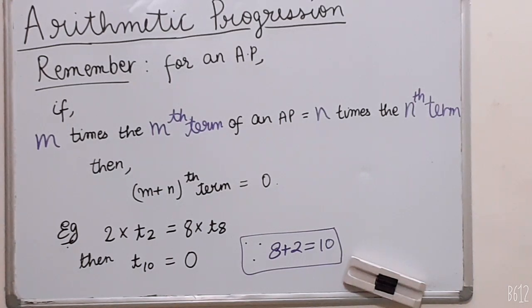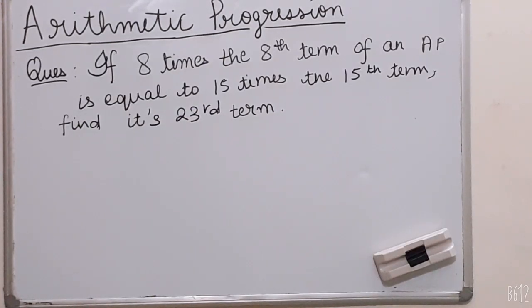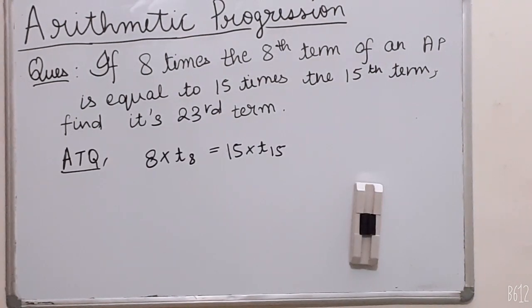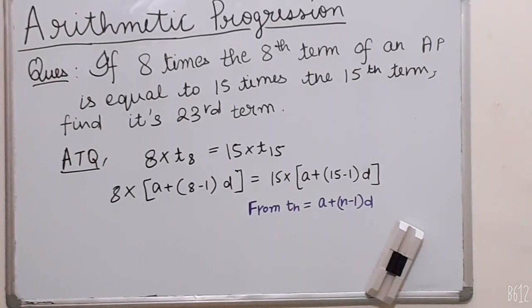Let's prove this with the help of a question, and this question will let you go more in depth on this concept. So the question says, if 8 times the 8th term of an AP is equal to 15 times the 15th term, find its 23rd term. We will solve it by the simple formula to prove that this concept is right. So according to the question, we have 8 times T8 is equal to 15 times T15. We will use the Tn formula. Please learn this formula because it is the most basic formula and it is used everywhere.